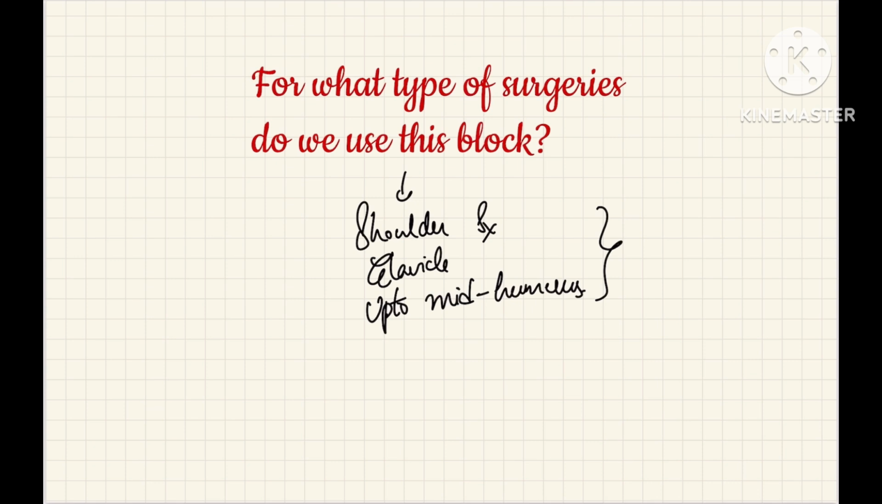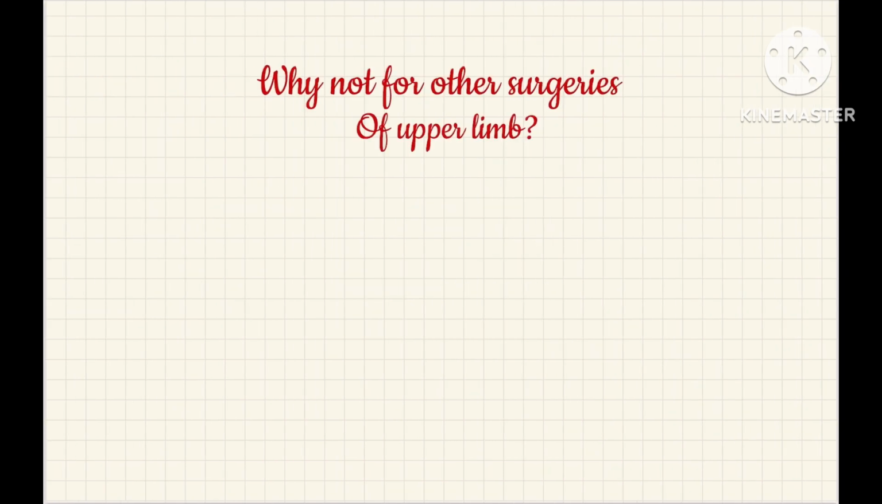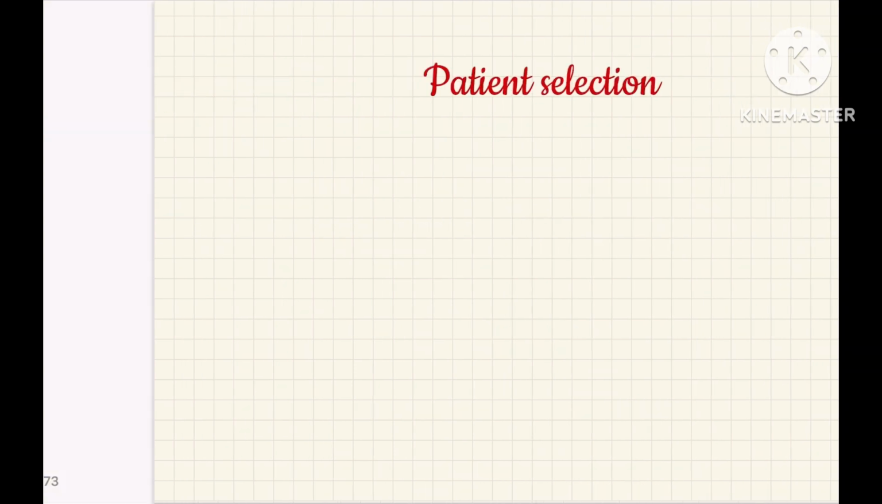If we are blocking the roots of the brachial plexus, why not for other surgeries of the upper limb? Because the ulnar nerve is spared in this approach. So sensory and motor functions of the fourth and fifth digits remain intact. So we can't use it for the other surgeries below the mid-humerus level.